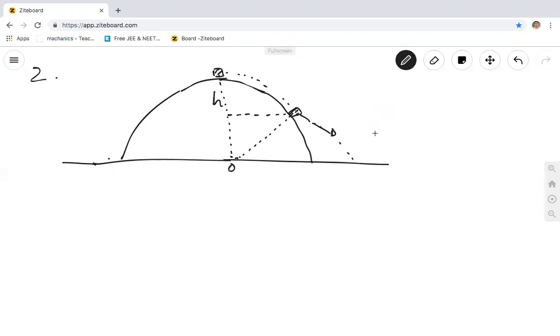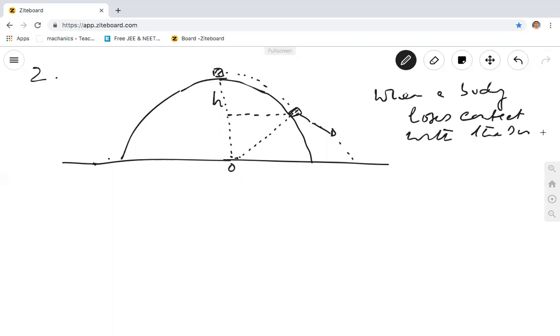पहले मैं आपको एक इंफॉर्मेशन देना चाहता हूं. When a body loses contact with the surface, and remember it for all times to come, the normal reaction is 0. That's very important. And normal reaction is in this direction, normal to the surface. Okay, here mg is downwards.